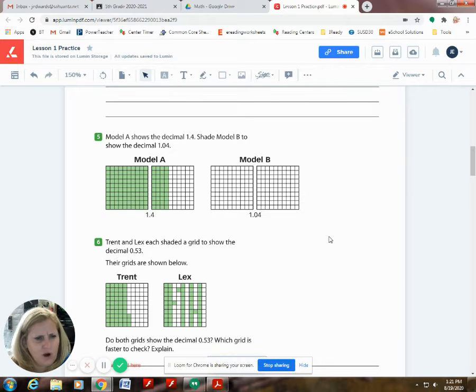Model A shows the decimal 1.4. Shade Model B to show 1 and 4/100ths. So this is kind of a cool thing too. We can use this. So we're going to shade in all of this because this is going to represent one whole, okay? And then over here, they want us to shade 4 hundredths, which is not 4 rows. It's 4 squares. So that's how that model would look. That's the difference: this is 4 tenths over here, and this is 4 hundredths, okay?